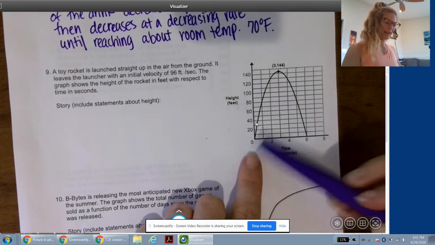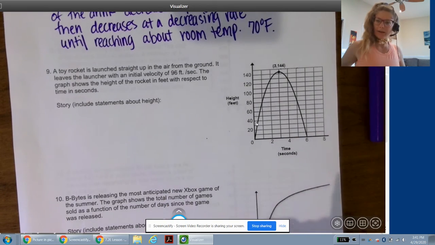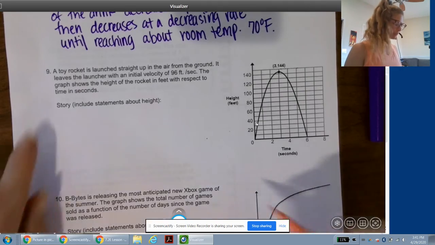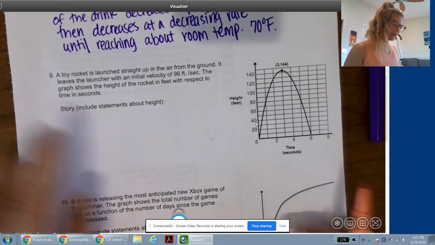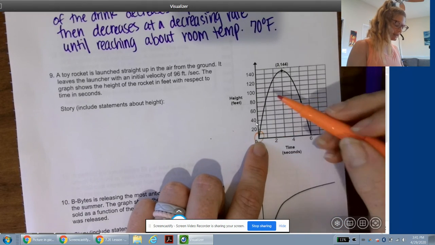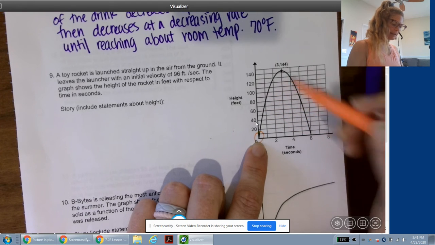Number 9. So, ooh, parabolic motion. I see it. Makes me think of playing cornhole. Okay. A toy rocket is launched straight up into the air from the ground. It leaves the launcher with an initial velocity of 96 feet per second. The graph shows the height of the rocket in feet with respect to time in seconds.